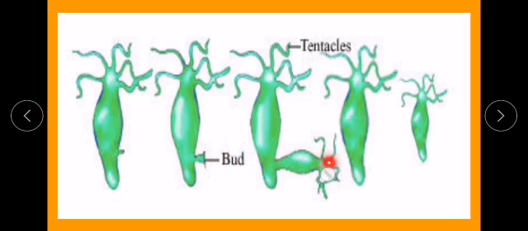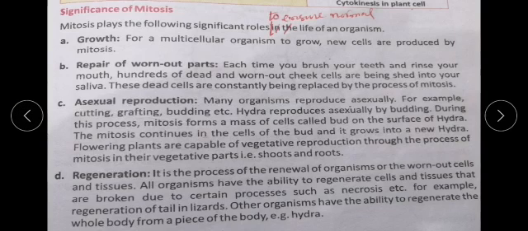This bud grows bigger in size and attains the shape of the parent Hydra, and then it gets detached from the parent Hydra and starts its independent life. So you can see how the parent Hydra produced a new Hydra by the process of budding. So this is an asexual reproduction in which the Hydra increases its number. The mitosis continues in the cells of the bud and it grows into a new Hydra.